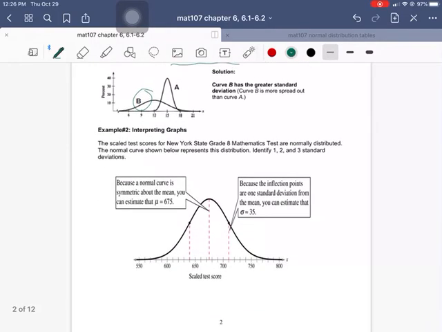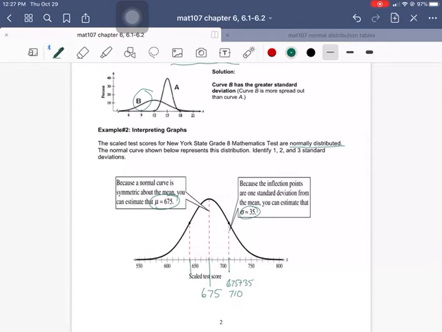So here's an example. Scaled scores for the New York State grade 8 mathematics test are normally distributed. The normal curve below represents this distribution. Identify 1, 2, and 3 standard deviations. It says it's normally distributed, therefore the mean falls right here. As we identify different standard deviations, right here is the first standard deviation. So this is 675 plus 35, so right here is 710.